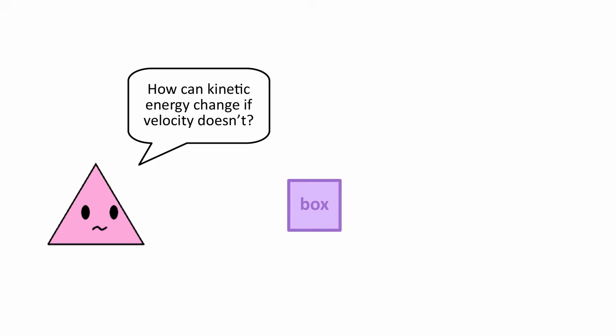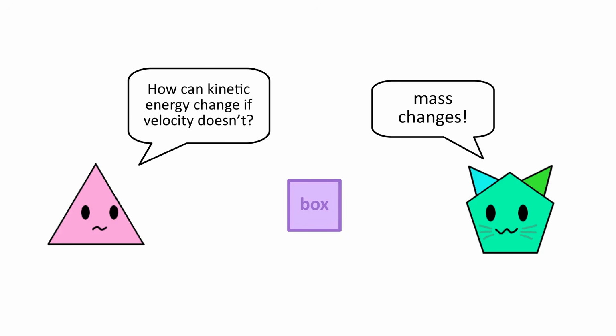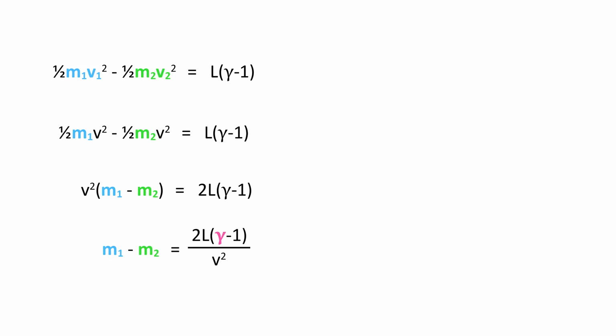But remember, we made sure the light wouldn't change the box's velocity. The only way for its kinetic energy to change is if its mass changes. After some rearranging, the mass it loses, m1 minus m2, must be equal to 2L times gamma minus 1 over v squared. It looks complicated, but this formula can actually be greatly simplified.